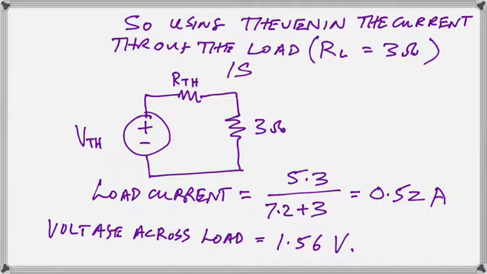Now we take the Thevenin voltage and the Thevenin resistance, and we put a simple series circuit where the VTH flows through the RTH and through our load resistor. And we find our load current to be 0.52 amps. And the voltage across it would clearly be 3 times the current, or 3 ohms times 0.52, which works out to 1.56 volts.